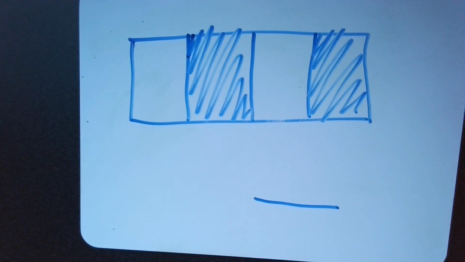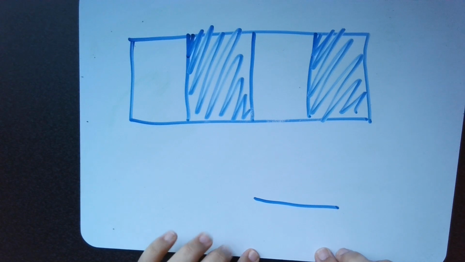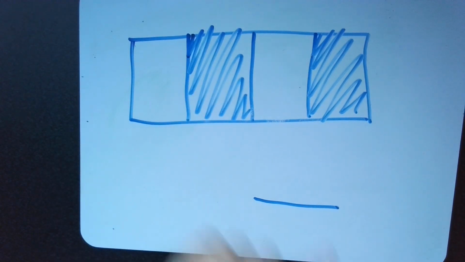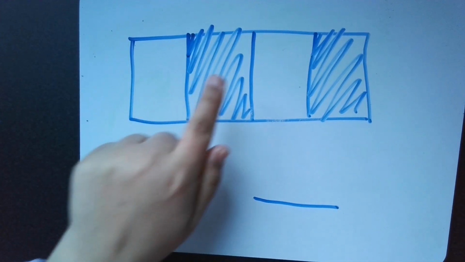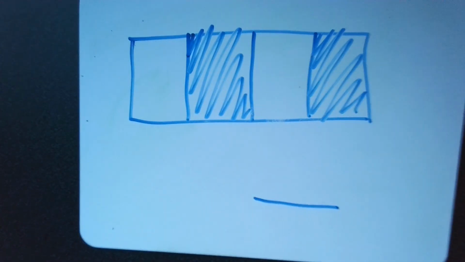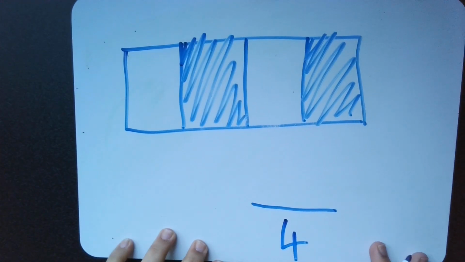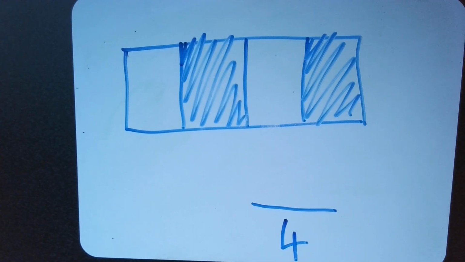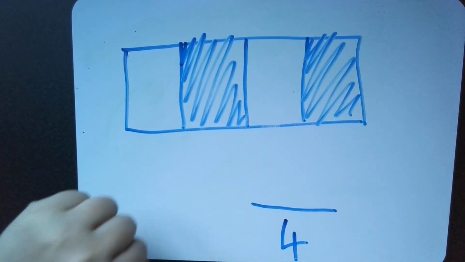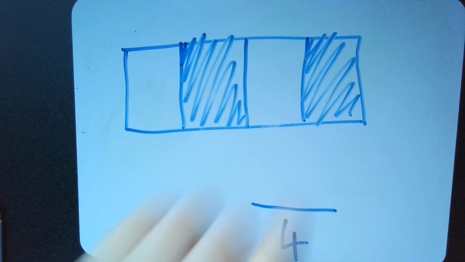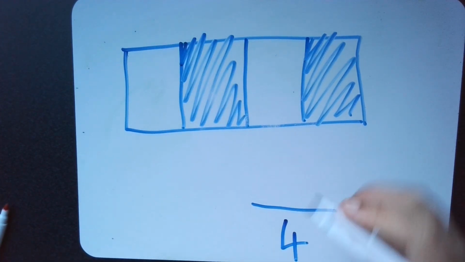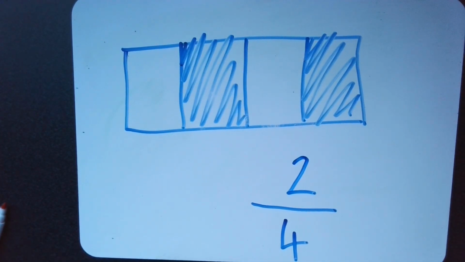Okay, let's go through it. I'm going to start with the denominator first. Remember, the denominator is the number of parts you've got all together. In this shape, we've got 1, 2, 3, 4 equal parts. So our denominator is 4. The numerator is the number of parts we're looking at, or the number of parts that have been shaded. In this shape, we've got 1, 2 equal parts that have been shaded. So our numerator is going to be 2. Well done if you got it. We're going to do another one.